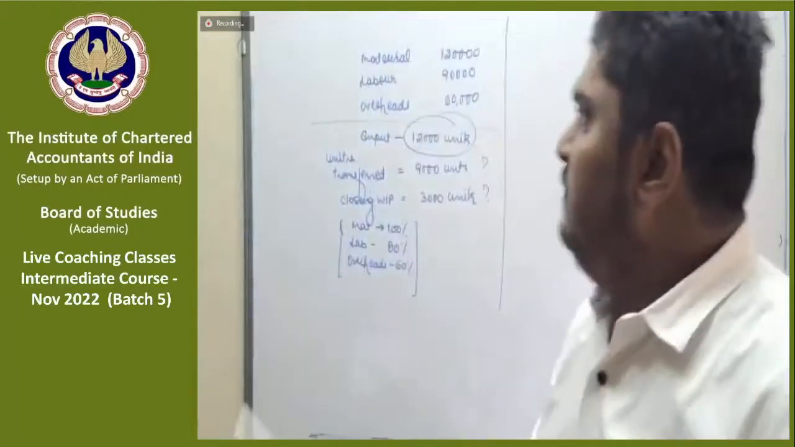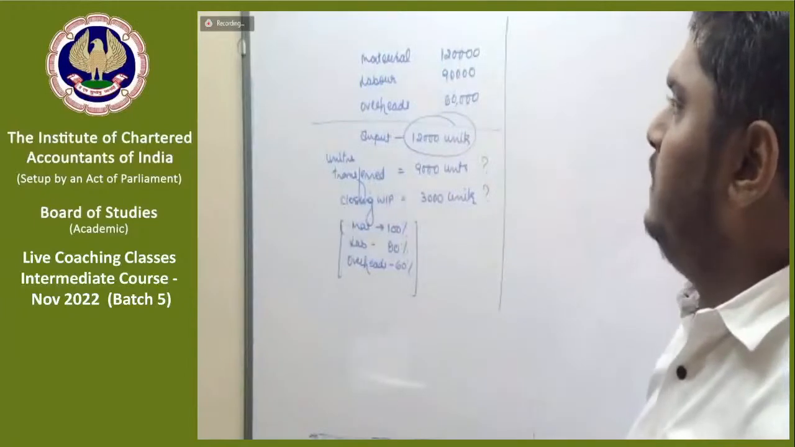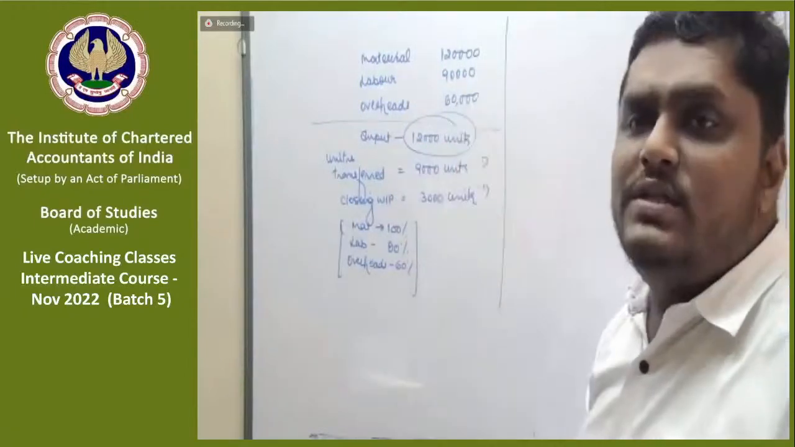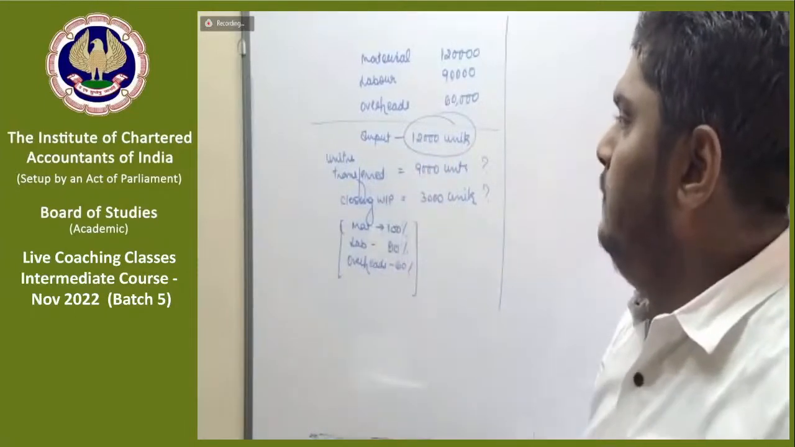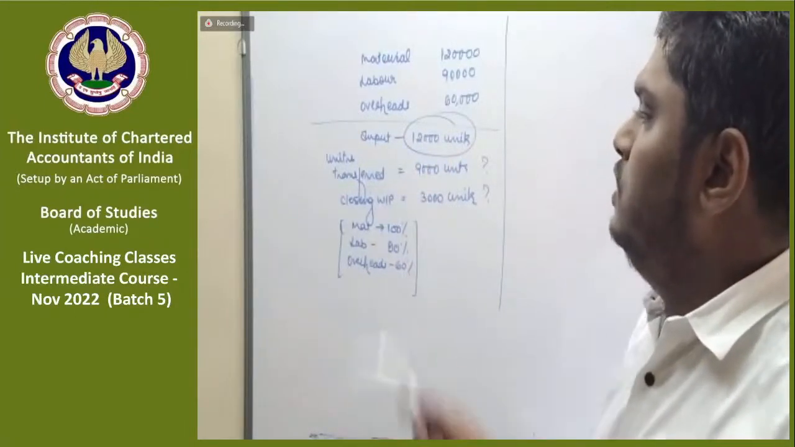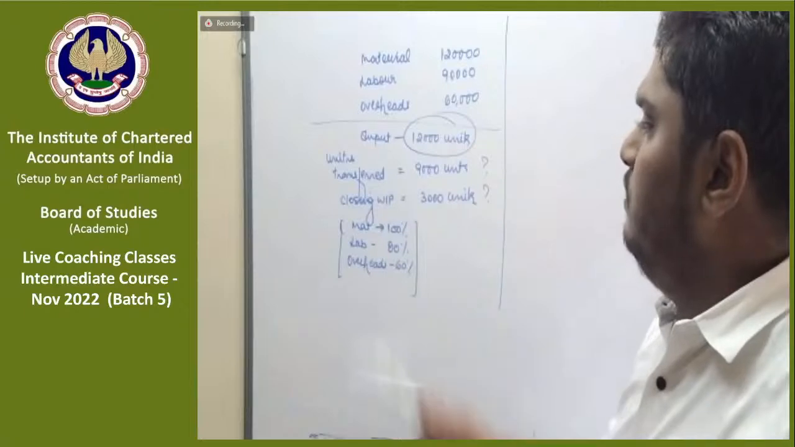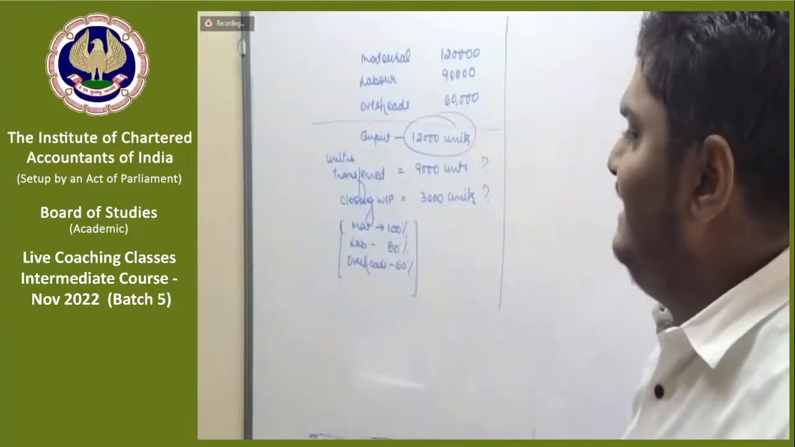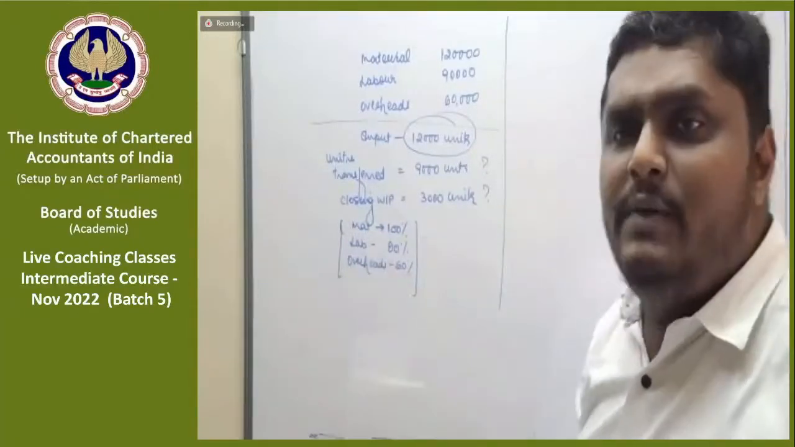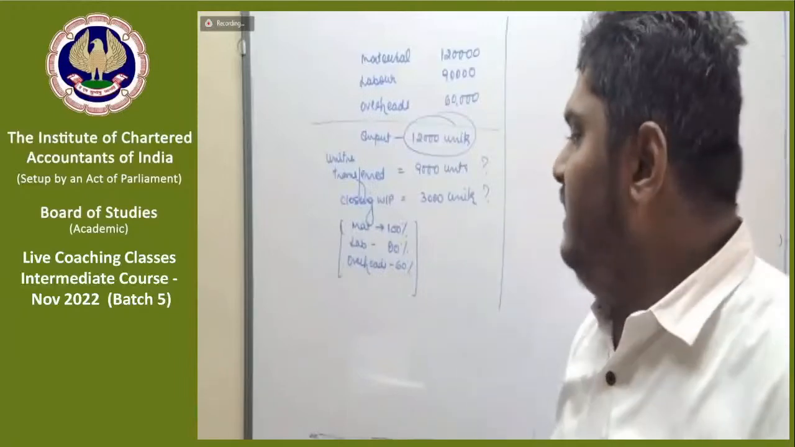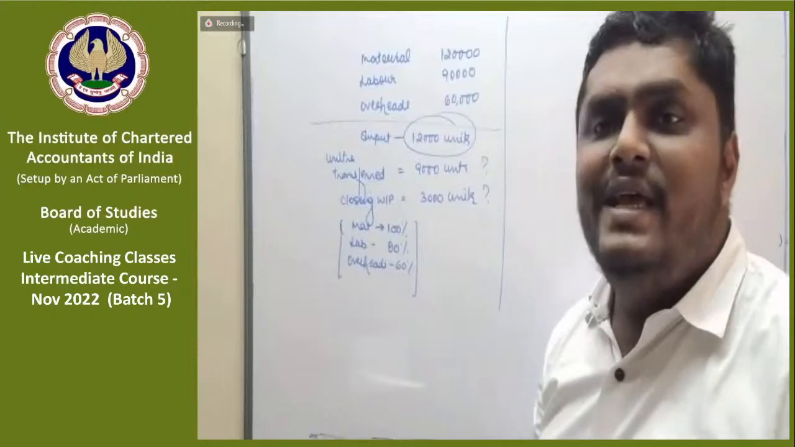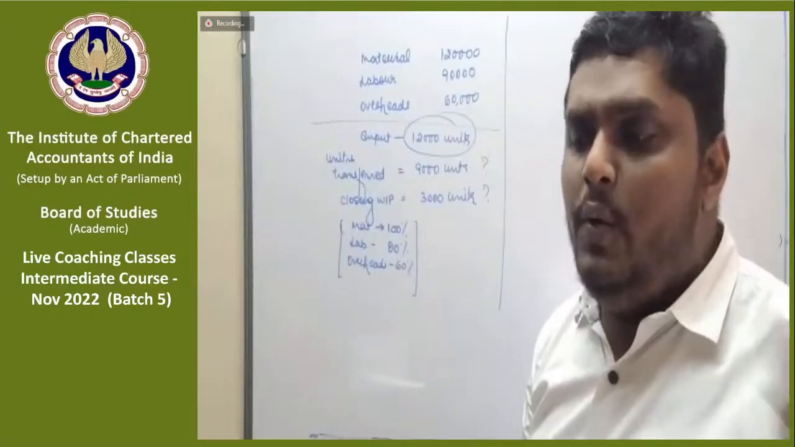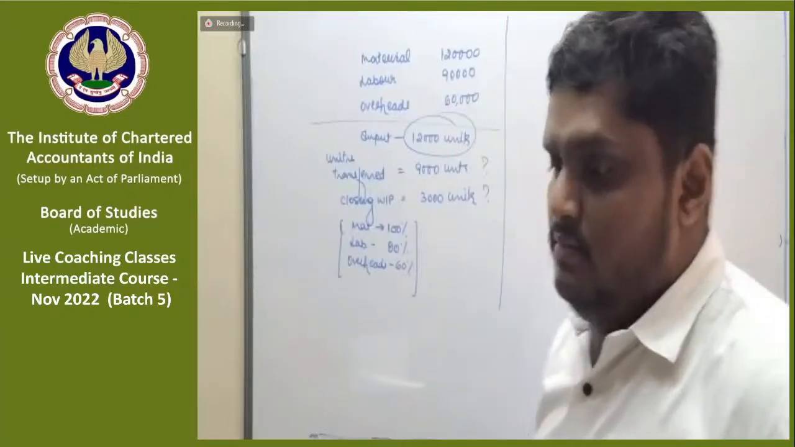There is a question for you wherein the material cost is 1,20,000, the labor cost is 90,000, the overheads are 60,000, the total input made is 12,000 units, units transferred are 9,000 units, and the closing work in progress is 3,000 units, which are 100% complete in respect of material. In case of labor, it is 80%, and in case of overheads, it is 60%. So be quick, guys, waiting for your answers.